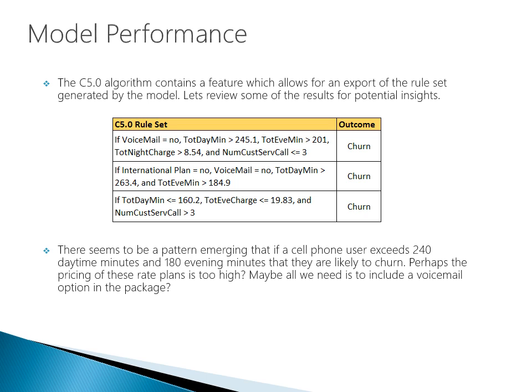There seems to be a pattern emerging that at least I've noticed, is that if a cell phone user exceeds 240 daytime minutes and 180 evening minutes, they are likely to churn. Perhaps this is pricing of a rate plan that is too high. Maybe customers are sitting in a certain type of rate plan that just doesn't fit their needs. Perhaps all we need to do is include a voicemail option in the package. Give them an additional feature that keeps them happy.